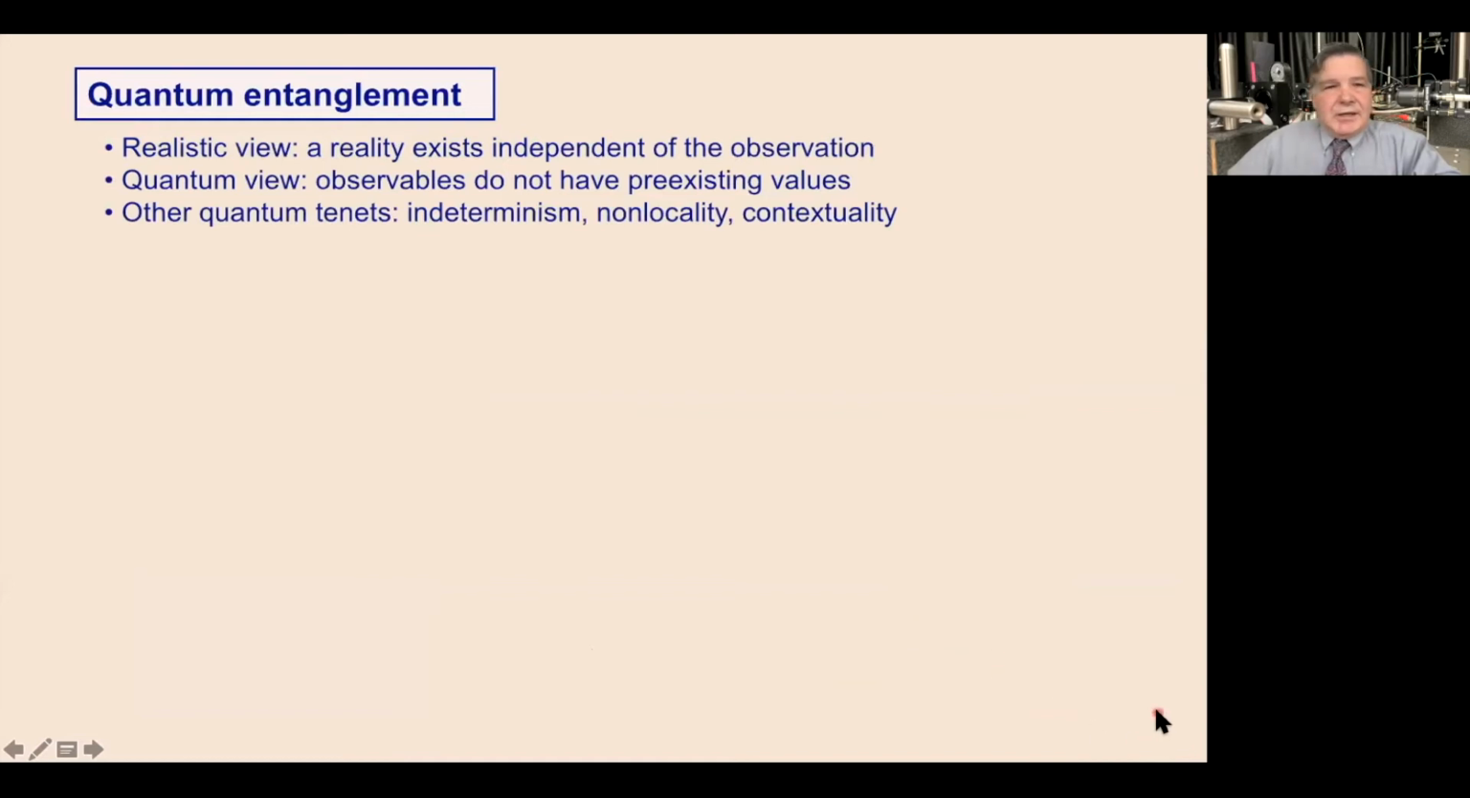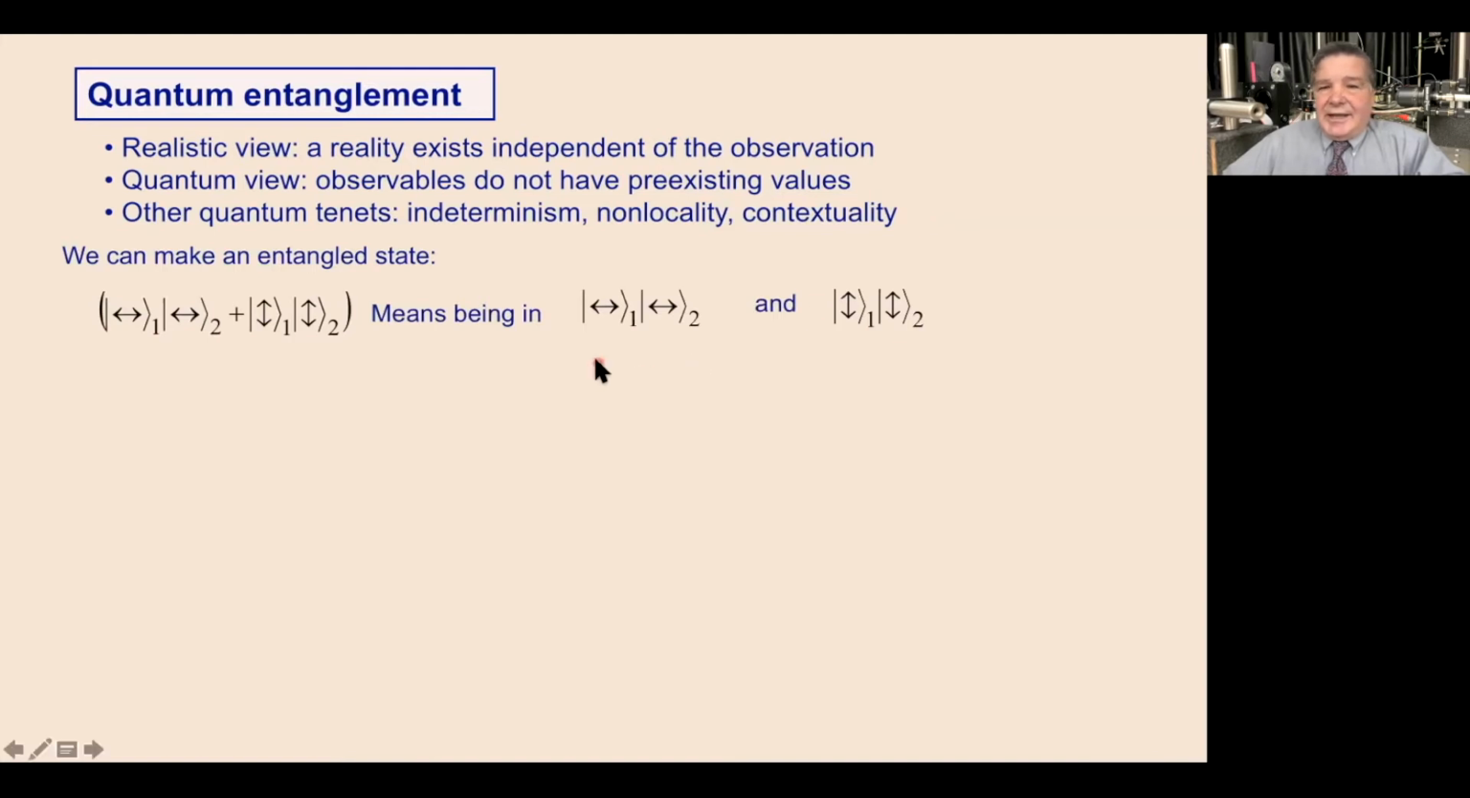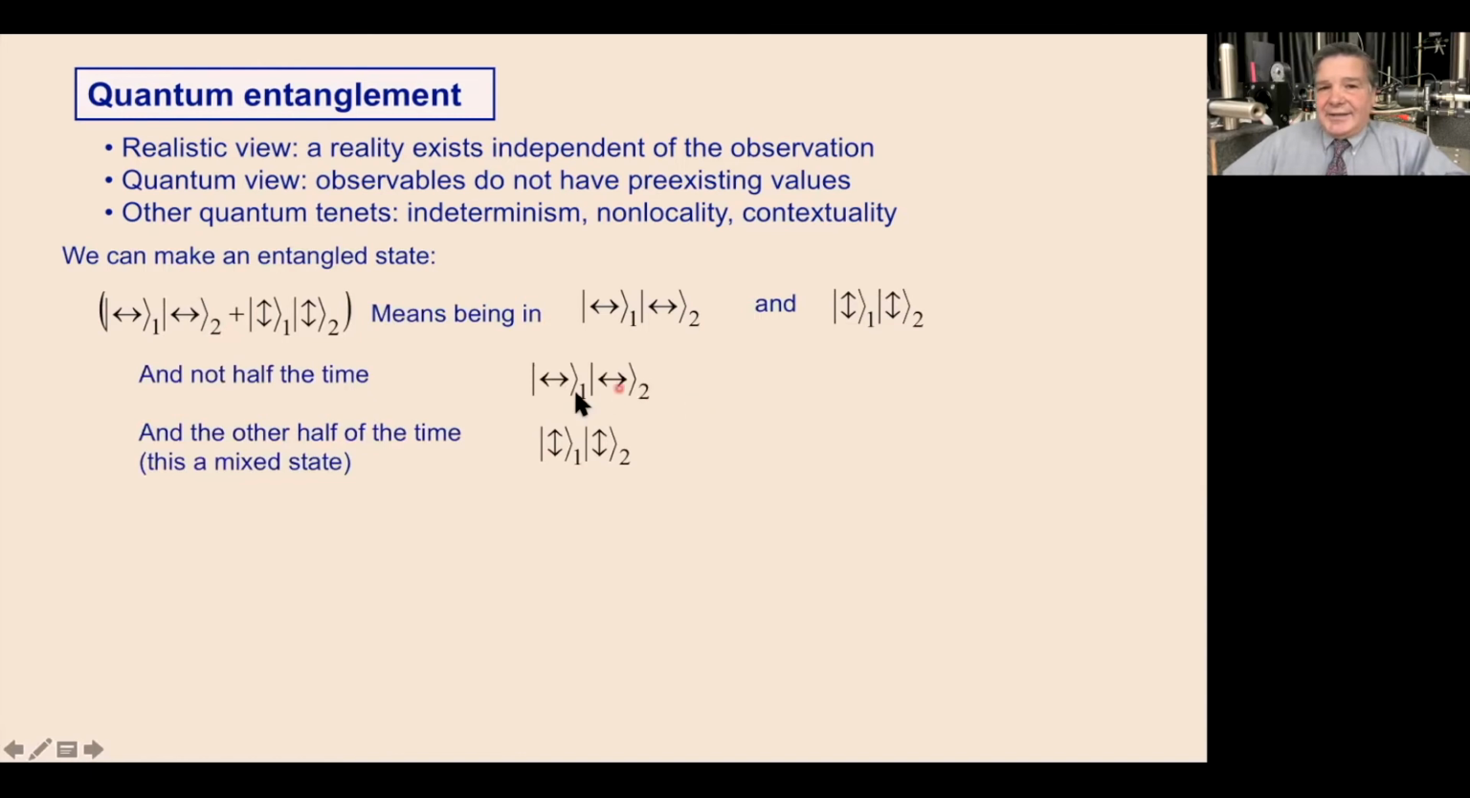Okay, but there are all these things that come with entanglement that are really fascinating that one could do. There are things about realism, and then there's non-locality. There are all kinds of interesting things for us to think about, and they're all relevant in quantum information and quantum computing. And so we can make an entangled state, and the way to think about it, this plus sign is very special. It means being in these two possibilities at the same time, and not being in this possibility half the time and in this possibility half the time. So it's not a statistical mixture. It's really being both at the same time.